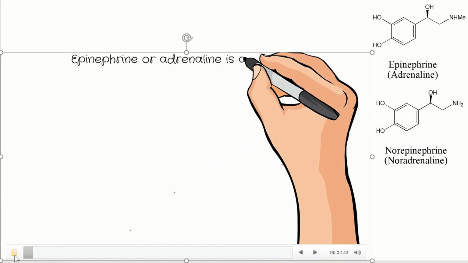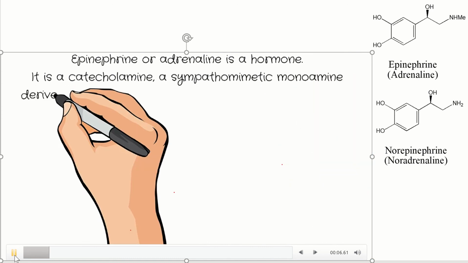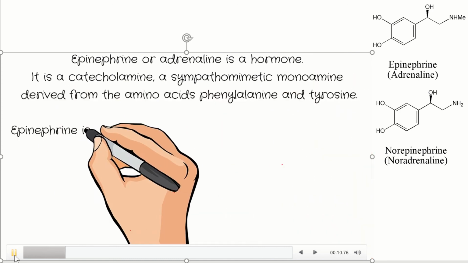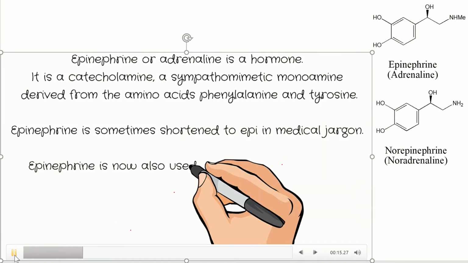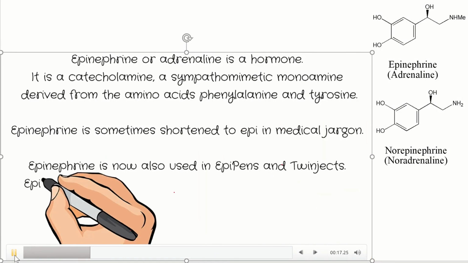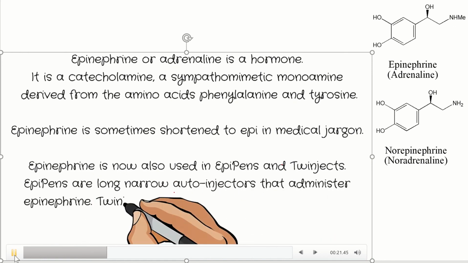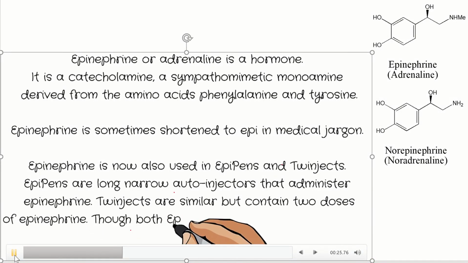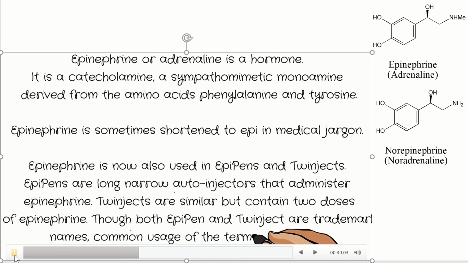All right, so epinephrine or adrenaline is a hormone. It is a catecholamine, a sympathomimetic monoamine derived from the amino acids phenylalanine and tyrosine. Epinephrine is sometimes shortened to epi in medical jargon. Epinephrine is now also used in EpiPens and Twinjex, etc. Right? So they are similar but contain 2 doses of epinephrine.